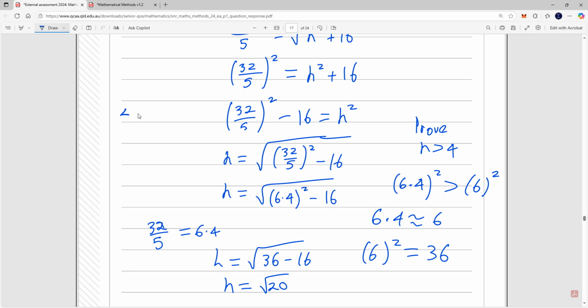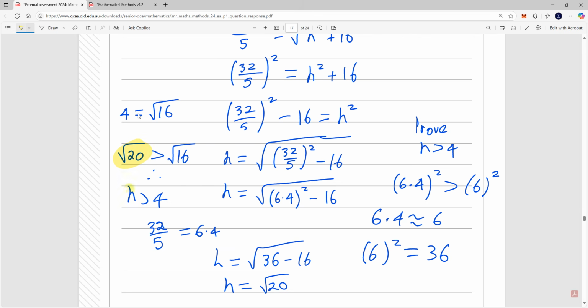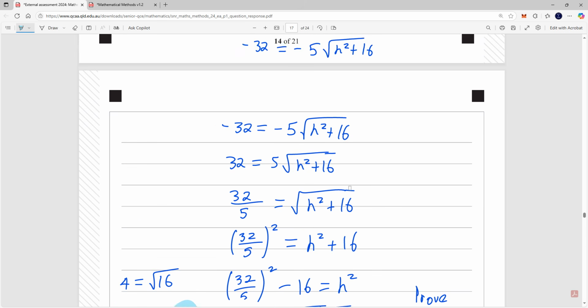Now, 4 is the same as the square root of 16. And I know for a fact the square root of 20 is larger than the square root of 16, which therefore implies that h has to be bigger than 4. Because that is approximately h, and that is definitely 4. So that's how we can prove that statement there, without getting the nitty-gritty stuff there, okay?